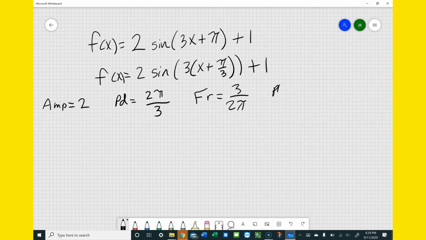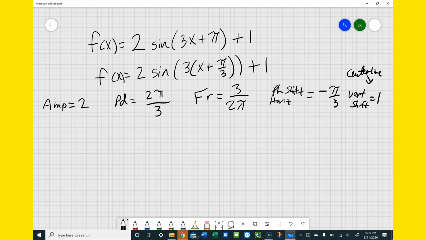The phase shift, or the horizontal shift, is negative pi over 3. Right? Because it's the opposite of what's in here. And the vertical shift is 1, or we could say the center line is 1.